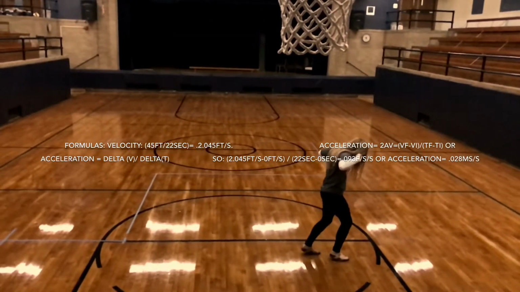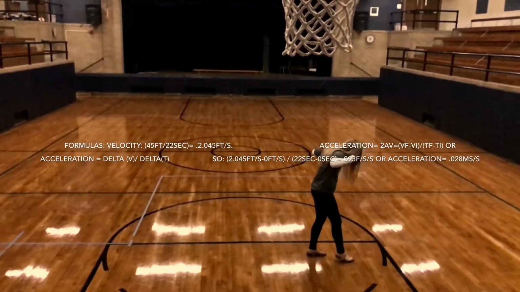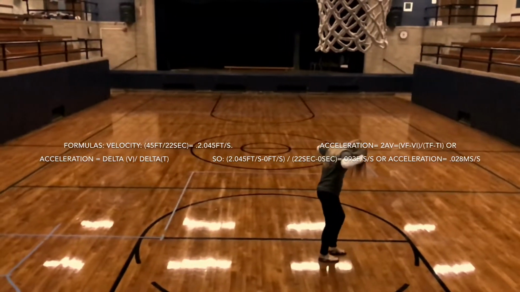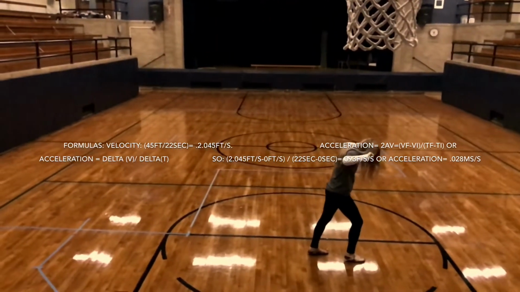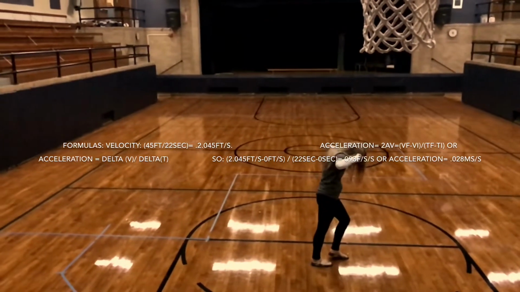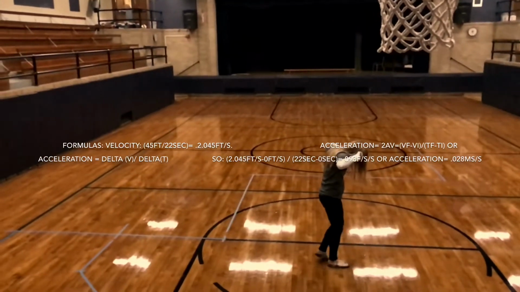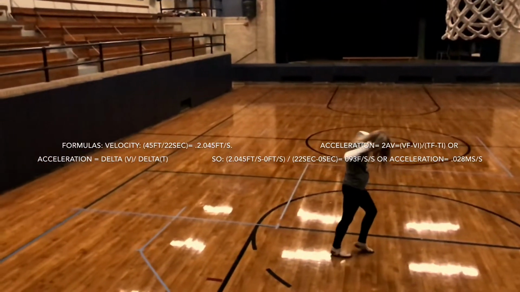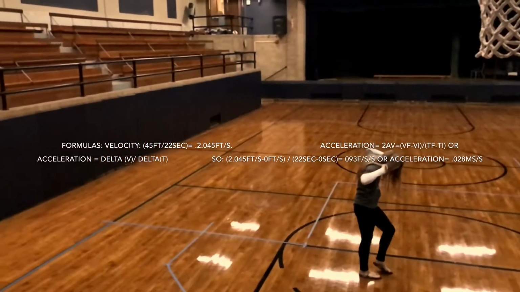As you can see, I'm moving very slowly, I might add, in the left or east direction, which doesn't necessarily mean I have a negative acceleration. Keep in mind that the SI unit for velocity is meters, so I converted what I originally got for velocity in feet to about 0.028 meters per second.